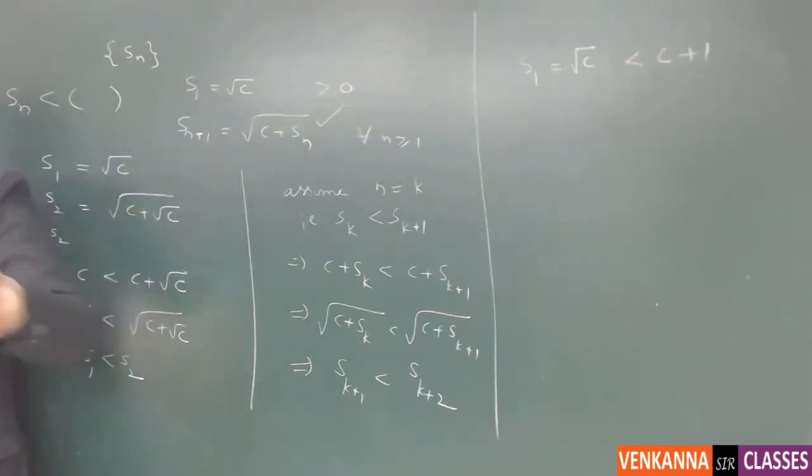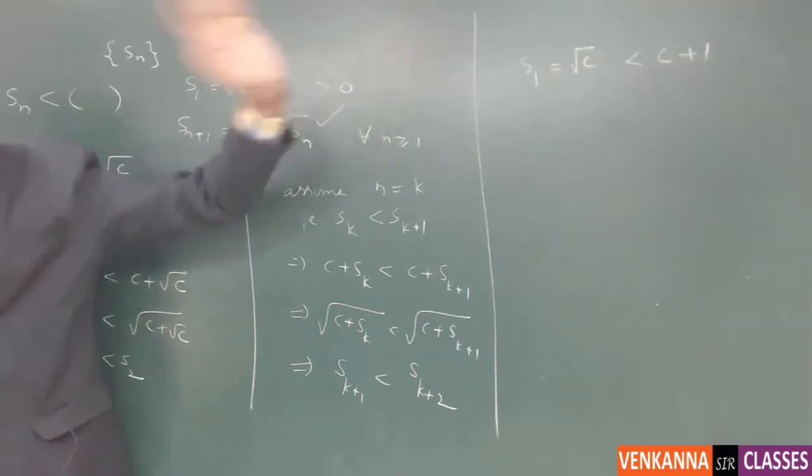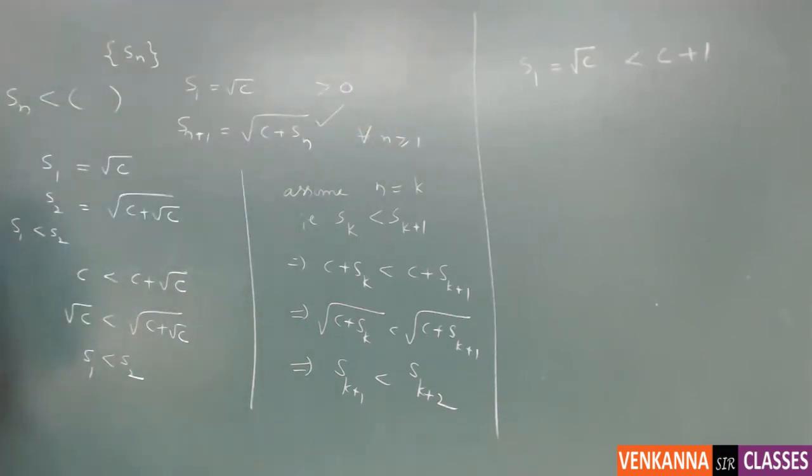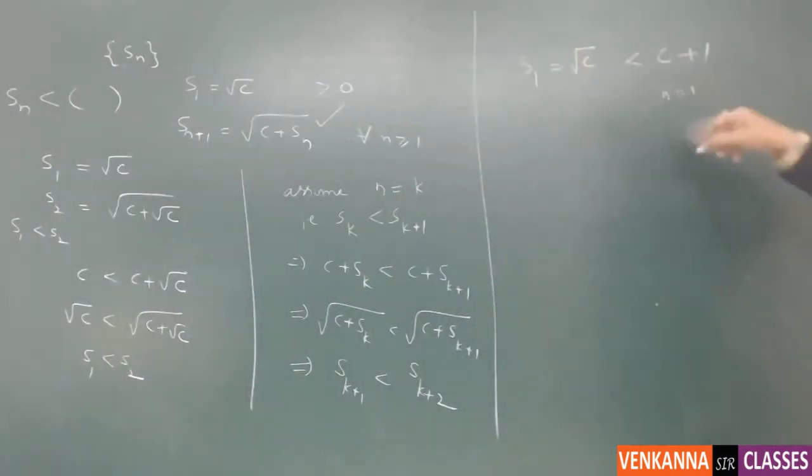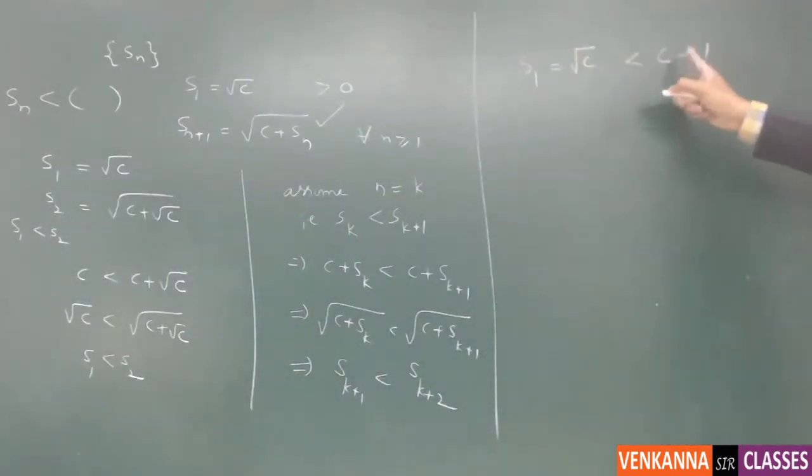Always root x is less than x. If x is equal to 1, that won't hold. So I have taken that C plus 1 could be the upper bound. So by assuming the upper bound like this, I am proceeding. Okay. So does it make sense for everyone? Yeah. So for n equal to 1, C plus 1 is the upper bound.